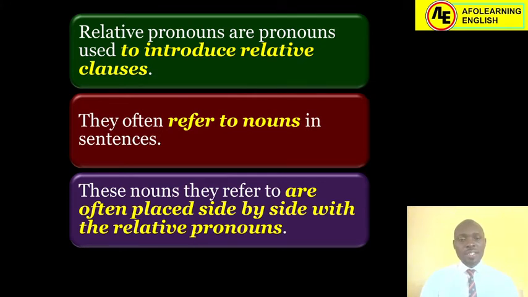Now, relative pronouns as well are pronouns that the nouns they refer to are often placed side by side with the relative pronouns. The nouns they refer to are often placed side by side. So here is the relative pronoun. Behind the relative pronoun, you find the nouns they refer to. So these are the three major features or explanations on relative pronouns.